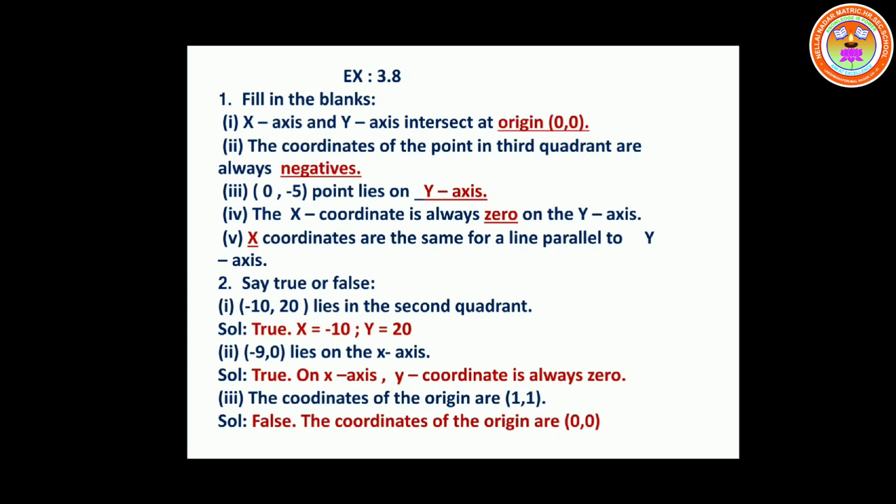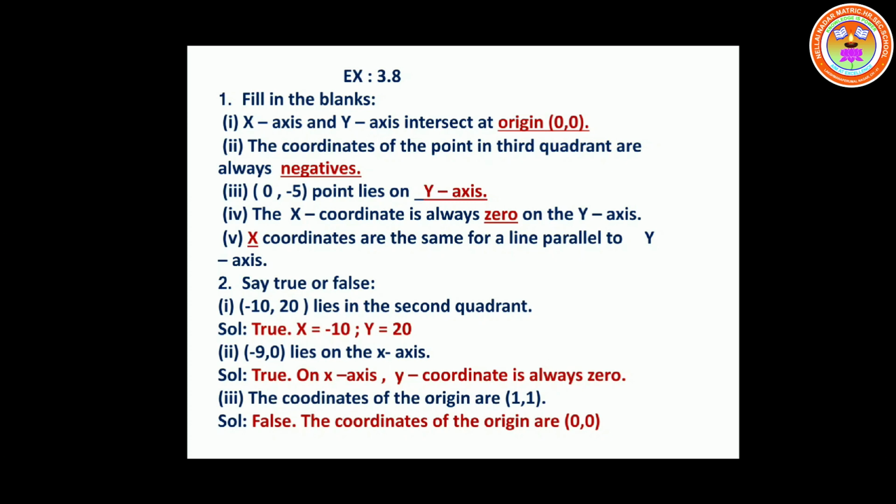Next, the point (0, -5) lies on. So now take 0 as the x value, -5 as the y value. Now where does this point lie? Assume a graph, there will be an x-axis and a y-axis. So this point (0, -5), where will it lie? It will lie on the y-axis because the x coordinate is what? 0. There's only a y coordinate, so the point lies on the y-axis.